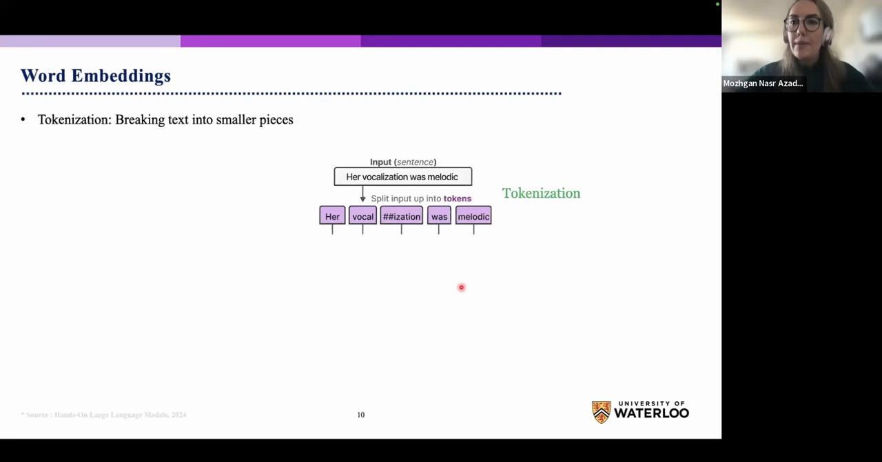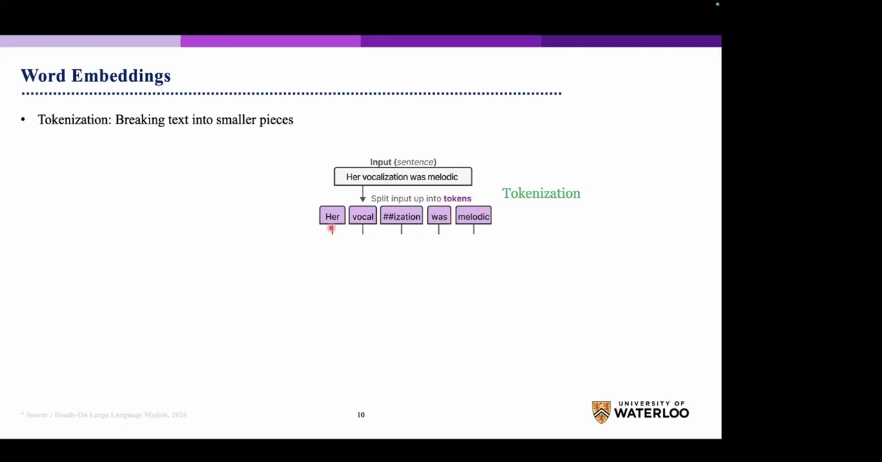So let's see what's happening step by step. Let's imagine that we have an input sentence, "her vocalization was melodic." The first step for the model is to split it up, to break this text into smaller pieces. These smaller pieces are called tokens, and the process is tokenization.